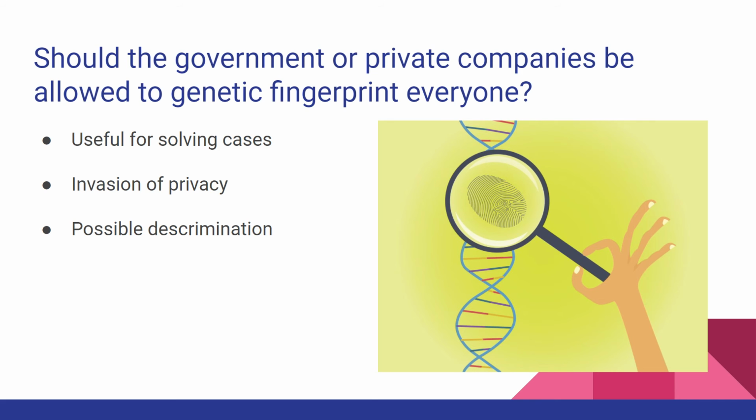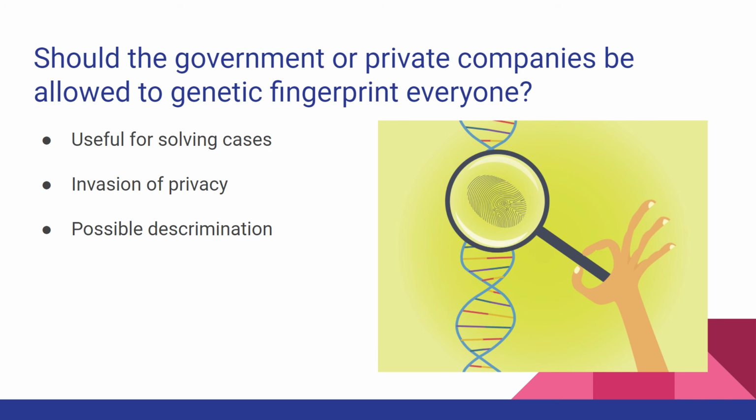Using DNA technology, should the government or private companies be allowed to genetic fingerprint everyone? The argument for allowing the government and companies to genetically fingerprint us is that if there was a crime scene or a major event happened, we could use that genetic fingerprint to track down who exactly was present and when the event occurred. A counter argument for this is an invasion of privacy.